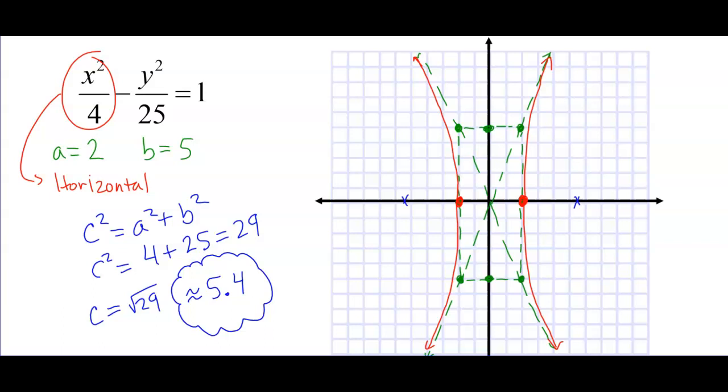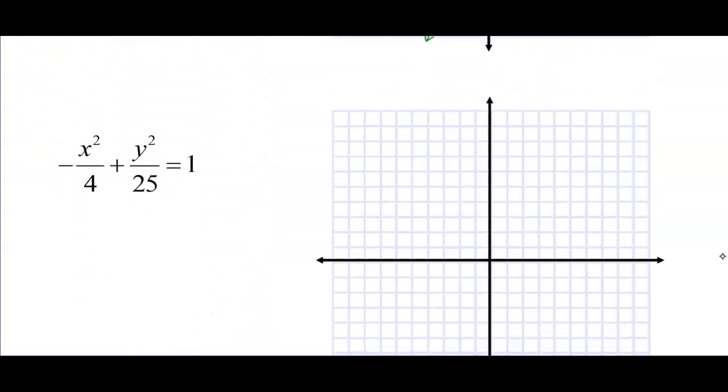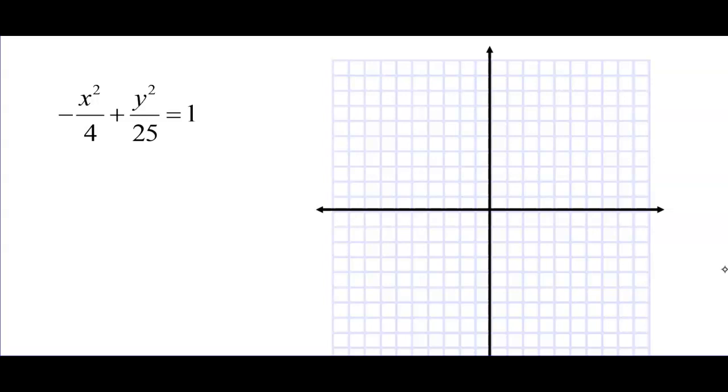Let's take the equation we just did here, and I'm going to make an extremely minor modification. I'm going to take the minus sign that's currently in front of the y squared fraction, and I'm going to move it so it's in front of the x squared fraction instead. Other than that, everything else is identical.